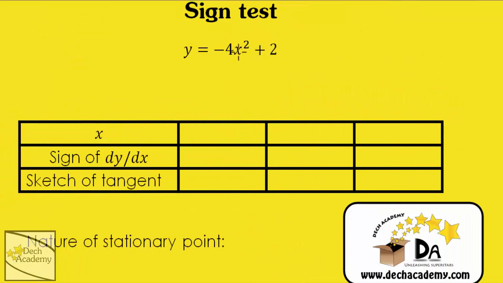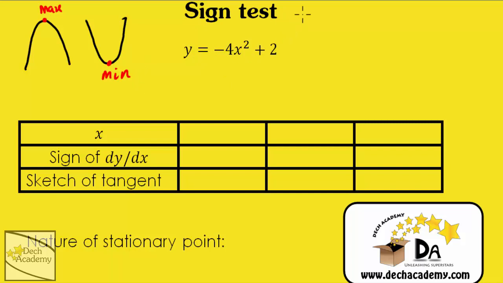Here's another quadratic function. Our aim here is to determine the nature of the stationary point. We want to know whether, when we plot the graph of this function, we'll get this parabola or a parabola of this form. So we want to know whether the stationary point is a maximum or a minimum without plotting the graph of this function. A technique for doing that is the sign test.